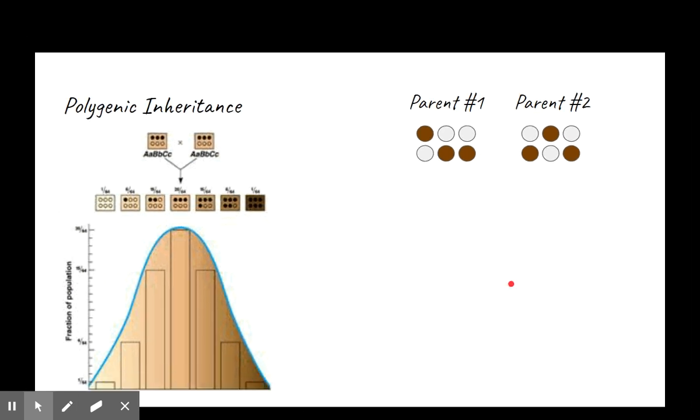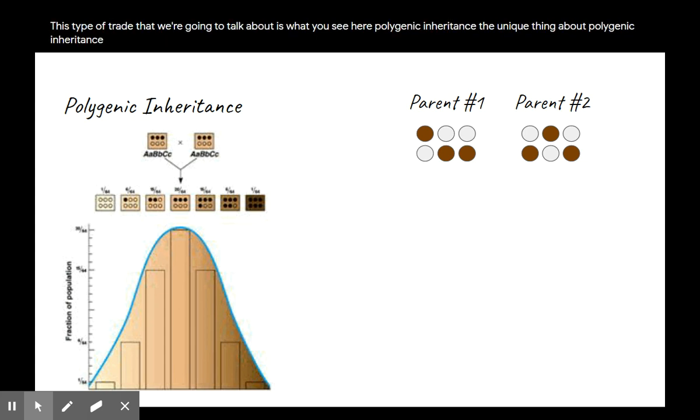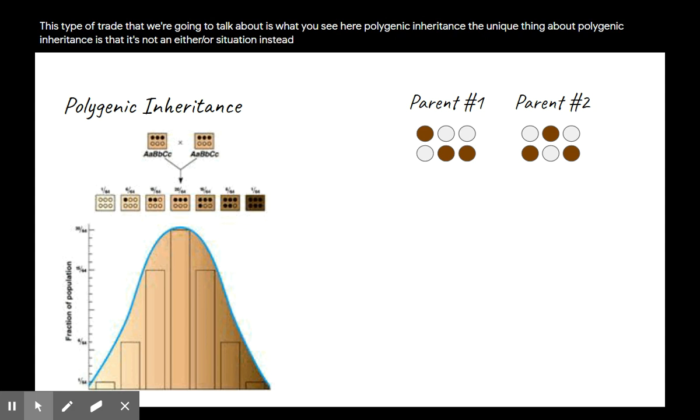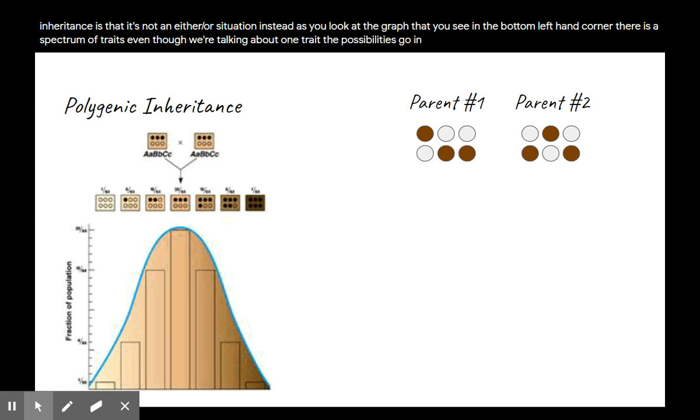The very last type of trait that we're going to talk about is what you see here, polygenic inheritance. The unique thing about polygenic inheritance is that it's not an either-or situation. Instead, as you look at the graph in the bottom left-hand corner, there is a spectrum of traits. Even though we're talking about one trait, the possibilities go, in this case, from one extreme to the other.